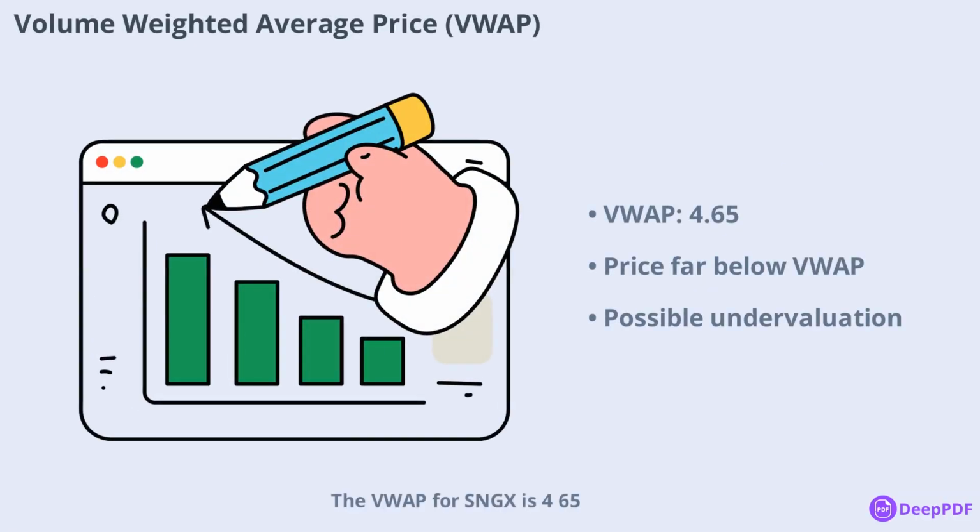The VWAP for SNGX is 4.65, which is significantly higher than the current price. The VWAP diff percentage indicates that the stock is trading well below its average price weighted by volume. This can be a sign of sustained selling pressure or a potential undervaluation, depending on the broader context.